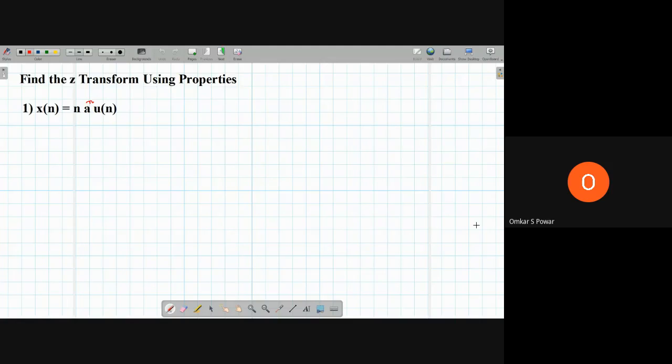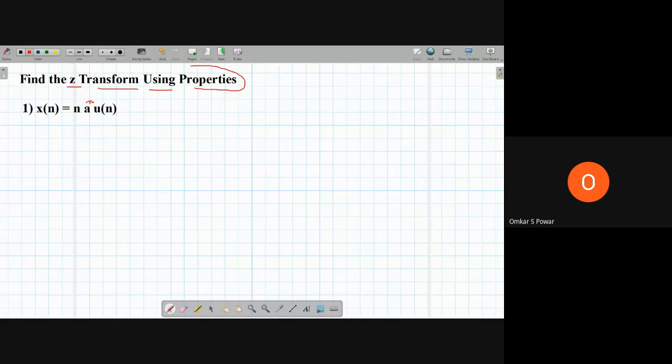So in this class, we will make use of the properties and solve the problems. Yesterday was derivations, and today is the application of derivations. So without wasting much time, let me start today's class. What's the question here? Find the Z transform using properties.